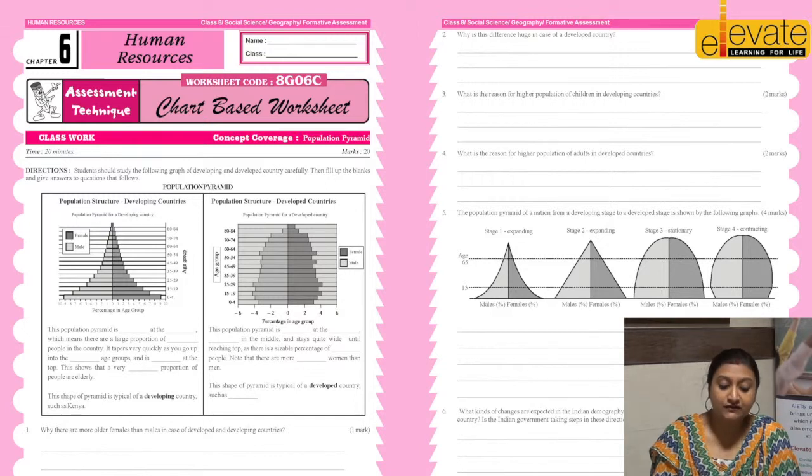Does the population pyramid of a developing or a developed nation follow a particular trend? What are the factors which make them behave this way? Now this worksheet will answer all these questions.